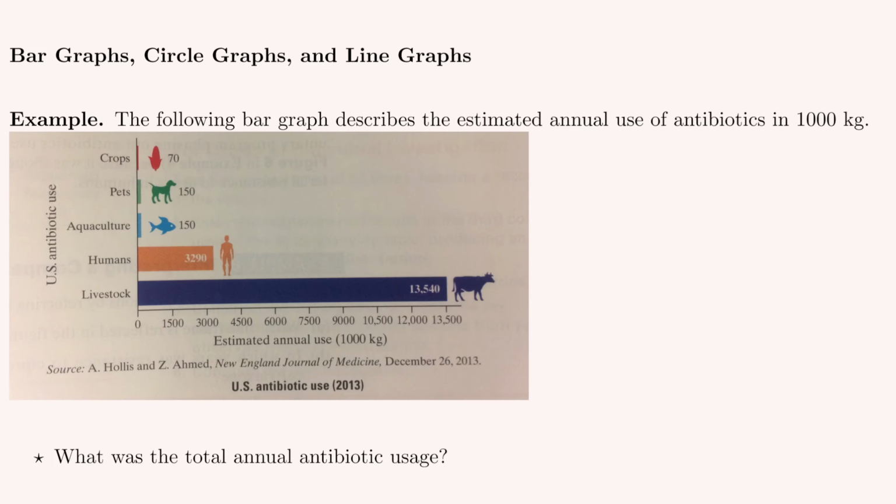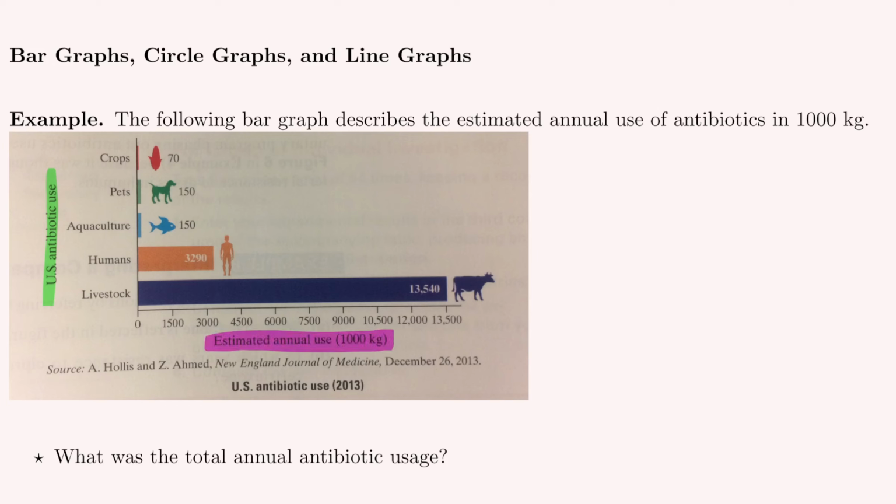Our next few examples have us looking at bar graphs and line graphs and circle graphs. And as we look at graphs and answer problems about them, I encourage you to always spend a few seconds to familiarize yourself with the graph, and in particular look at how the units are labeled in the horizontal and vertical axes. For this graph, the vertical axis is measuring the U.S. antibiotic use. In different categories, we see that we have crops, pets, aquaculture, humans, and livestock.